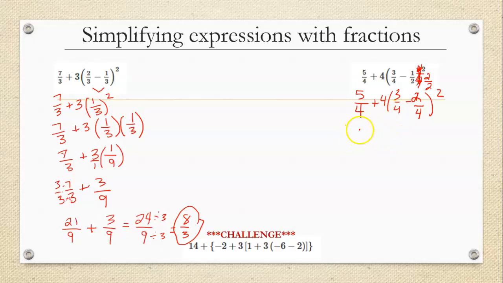All right, now we can subtract. So I'm going to bring the other values down. So 3 minus 2 is 1/4. PEMDAS says we're going to do exponents next. So 1/4 times 1/4.